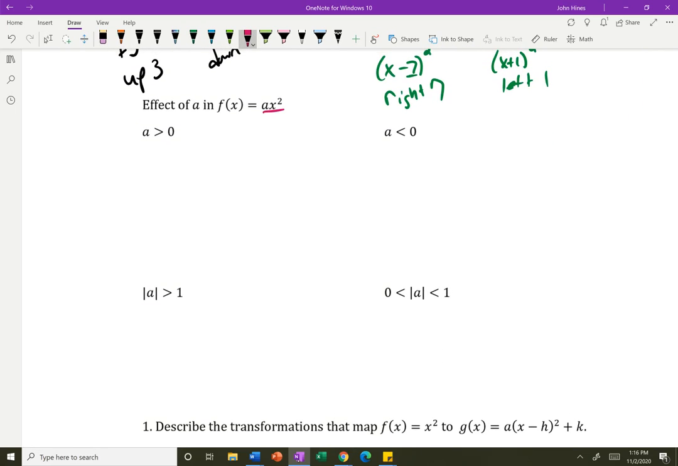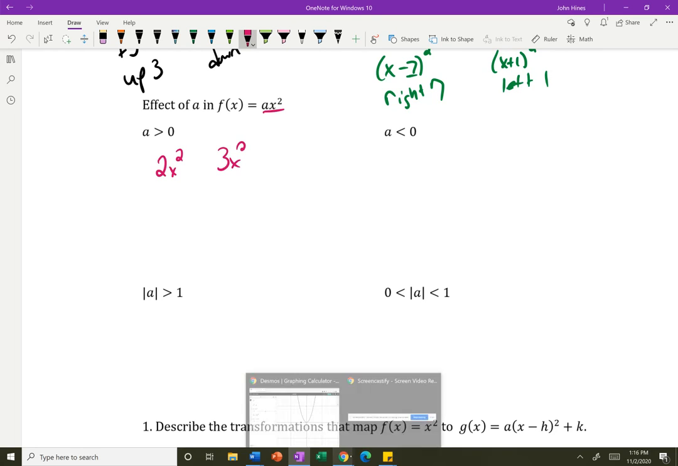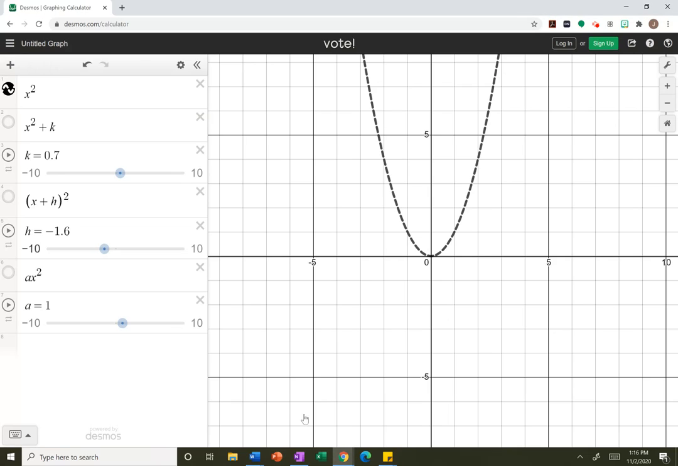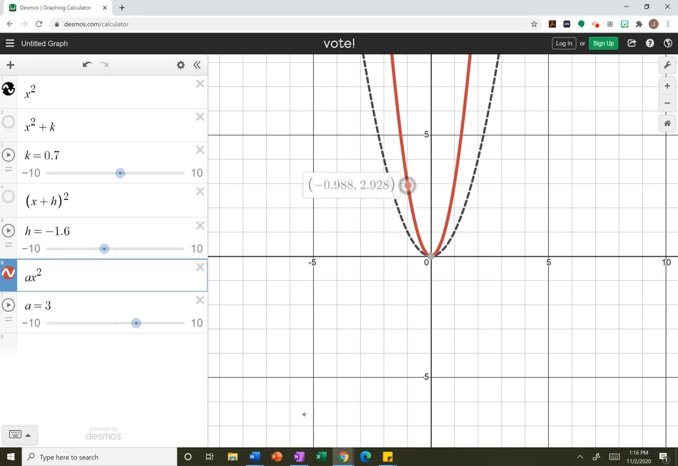What if I stick a number in front of x squared? So 2x squared, 3x squared, all of those things. What does that do to my graph? So hold on, I messed it up. There's my parent graph there in red. If I go bigger than 1, notice it's getting narrower. The graph is getting narrower because what's happening is my y values are getting multiplied.